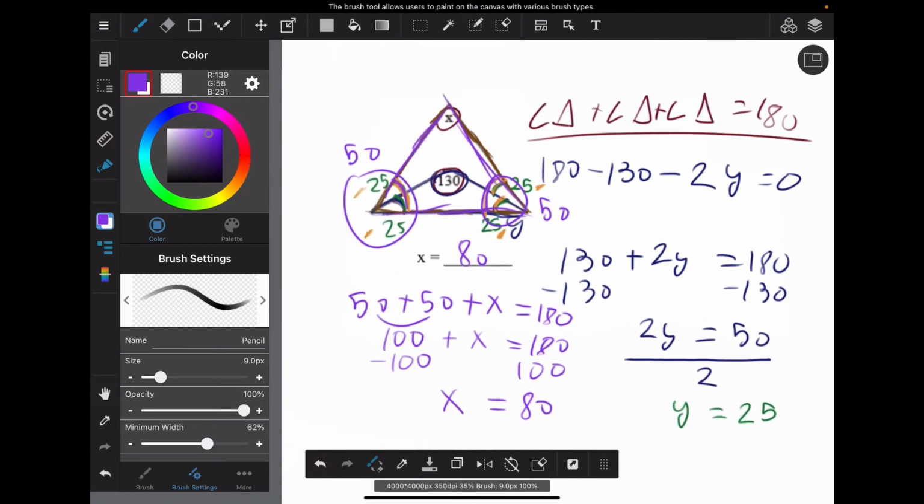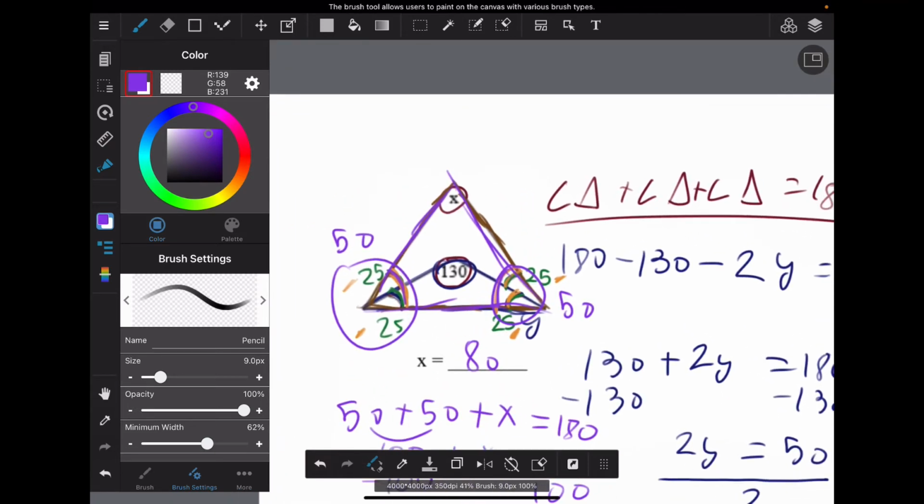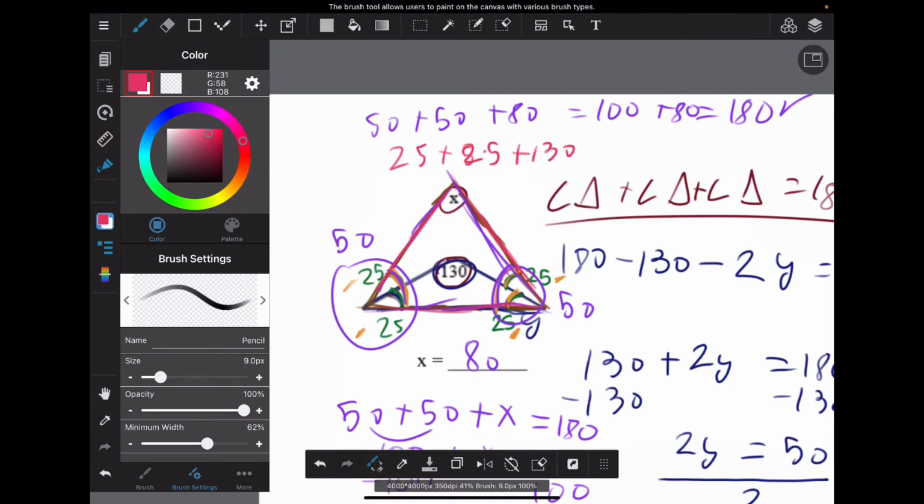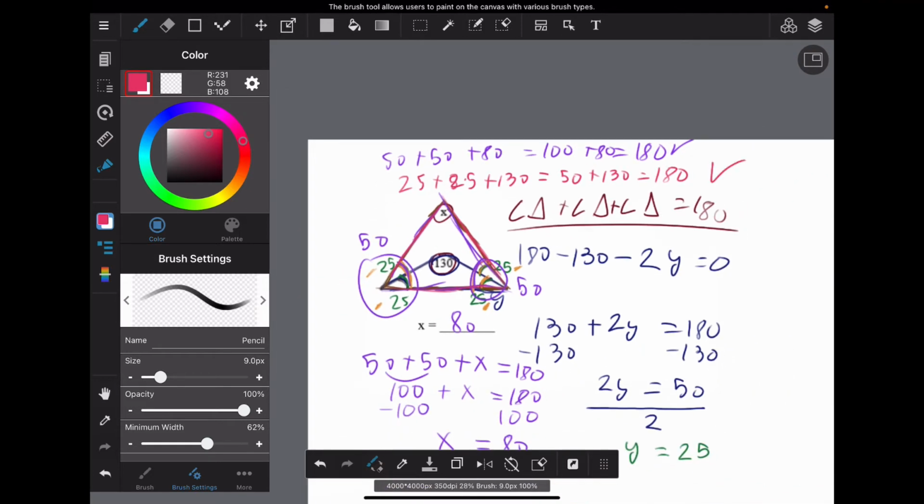To check our work, we can just add all the numbers back up. 50 plus 50 plus 80 equals 100 plus 80 equals 180. So that shows us that the numbers for this bigger triangle check out. And then 25 plus 25 plus 130 equals 50 plus 130 equals 180. So those numbers check out.